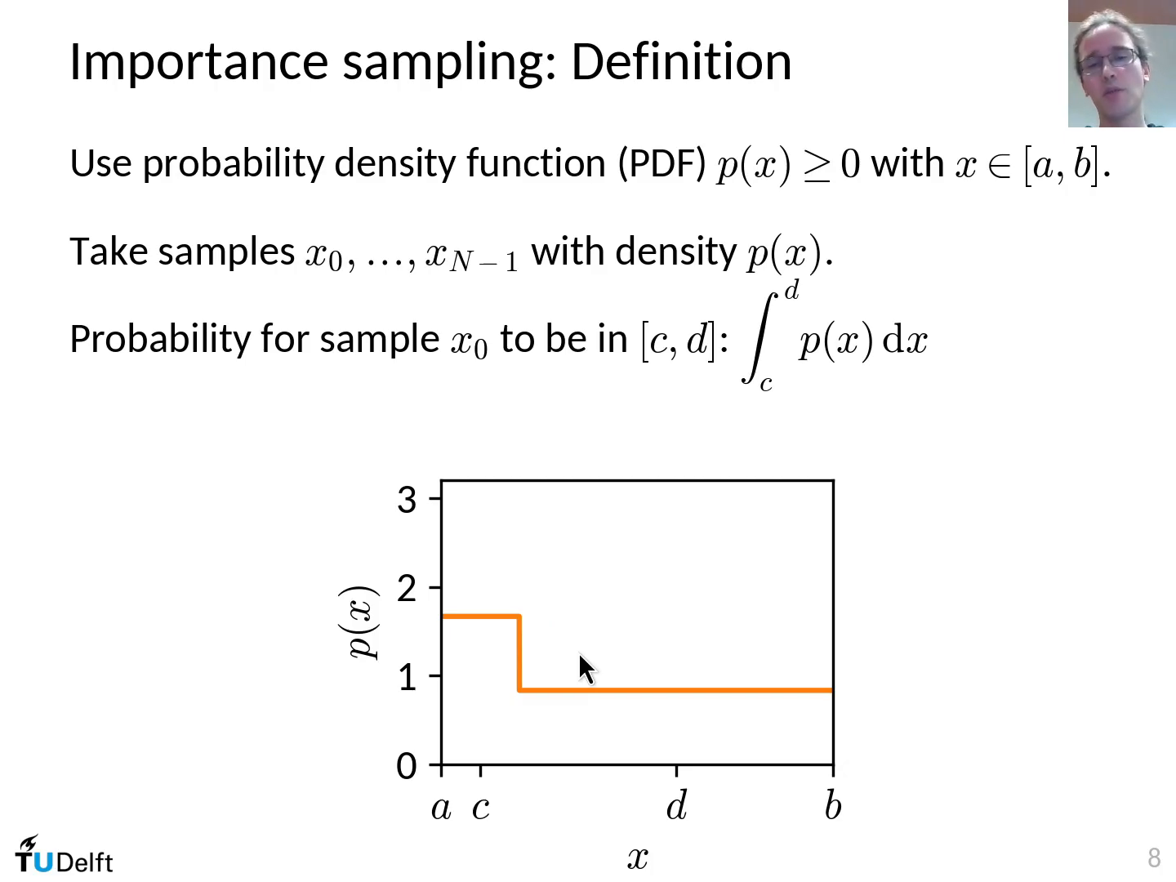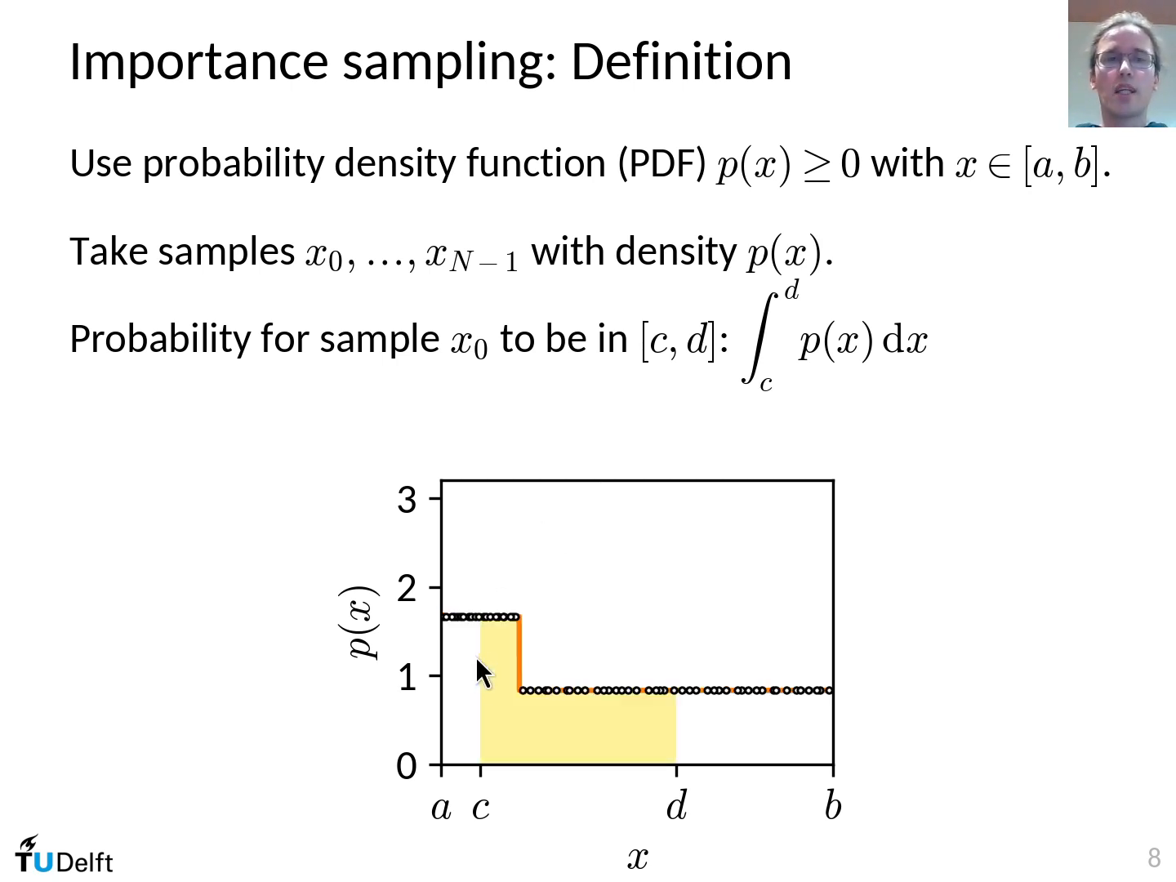First, we have to think about how we can describe the distribution of our samples. We do this using a probability density function, p(x). For short, this is PDF, but I'll mostly just say density. This is a non-negative function. It can't take negative values, but it can take arbitrarily large values.